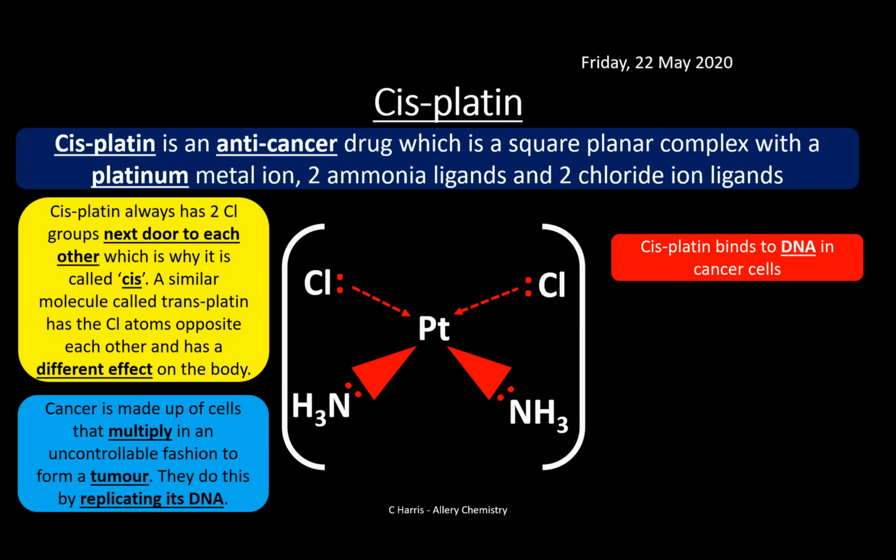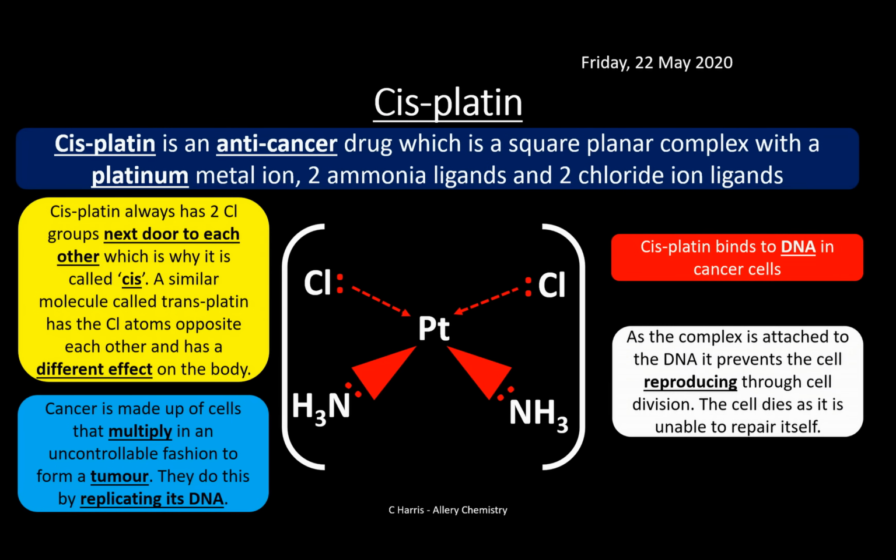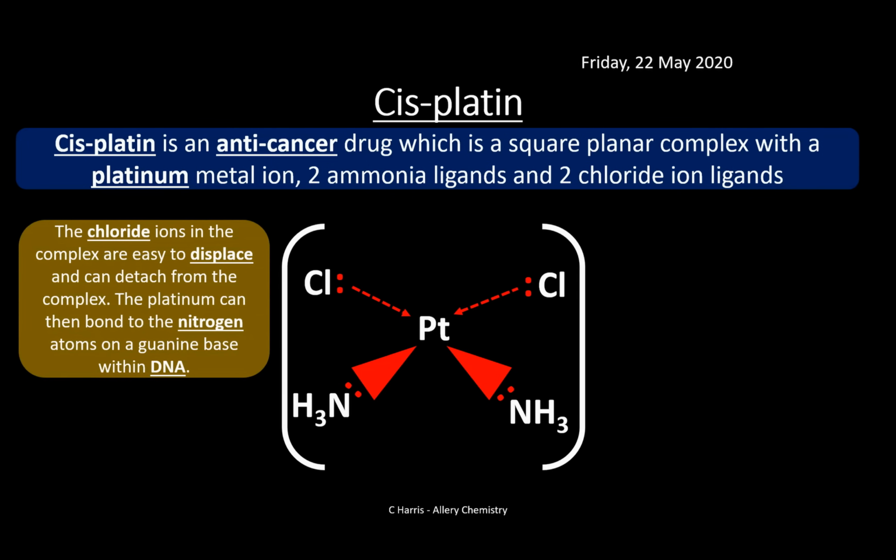So cisplatin binds to DNA in these cancer cells. It seeks out these cancer cells chemically, so it's a chemical drug, and it binds to the DNA in these cells. As the complex is attached to the DNA, it prevents that cell from reproducing through the normal cell division that you would see. So remember, if you do biology, here's the biology bit: this would be mitosis. Mitosis is where you get the division of cells, and it stops that from happening. The cell dies because it's unable to repair itself, so it blocks the spreading of this cancer. So it's quite useful, as you can see.